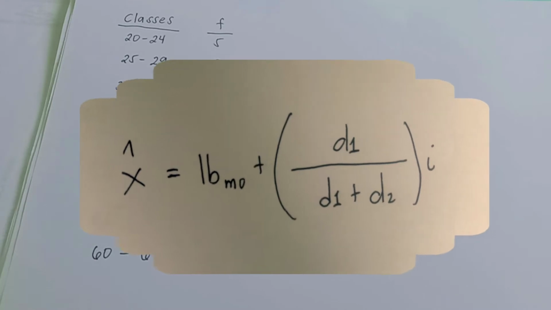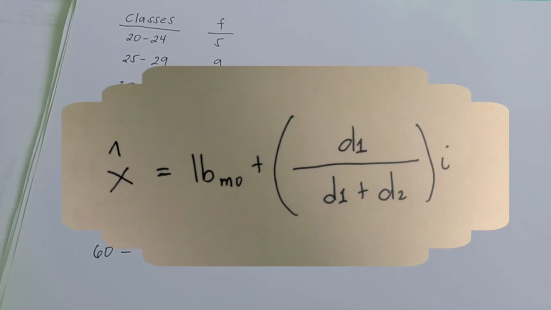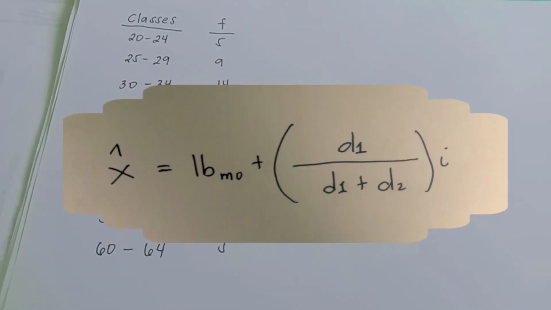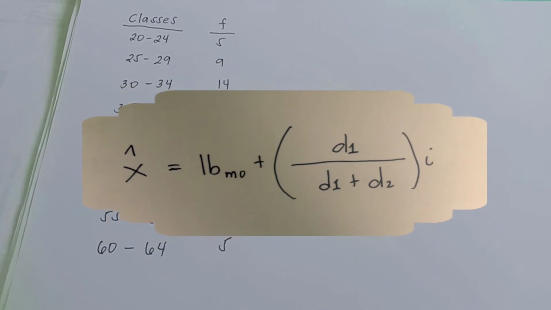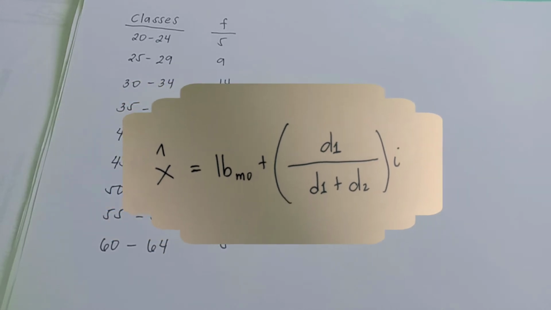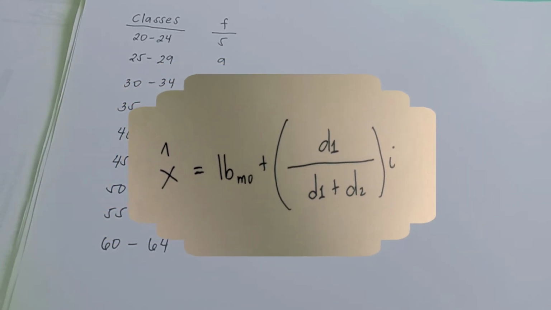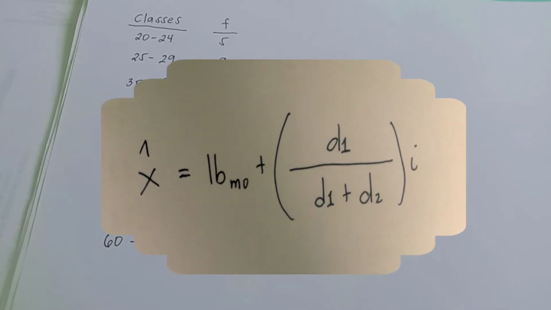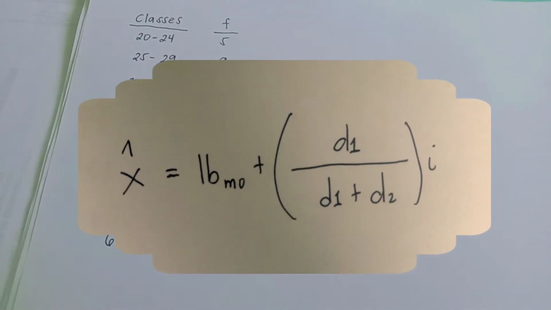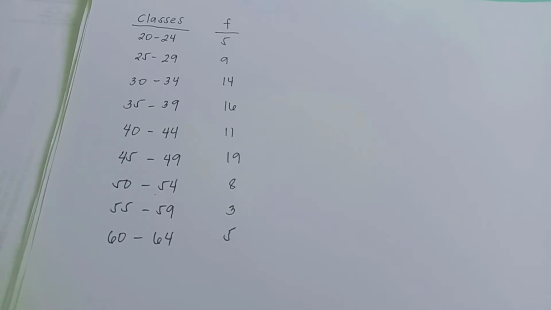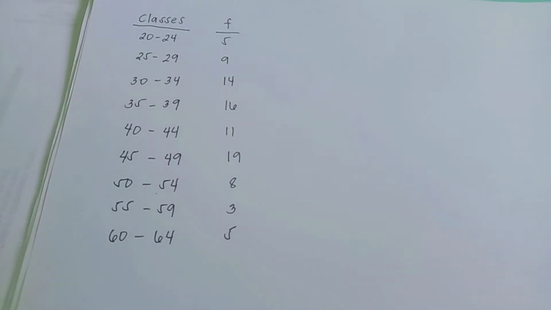Okay, so whereas the LB mode or the lower boundary mode is the lower boundary of the modal class, then the d sub 1 is the difference between the frequency of the modal class and the frequency of the class immediately lower than the modal class. D sub 2 is the difference between the frequency of the modal class and the frequency of the class immediately higher than the modal class. And of course, the i is the interval size or the class interval. So by the way, the modal class is the class with the highest frequency.